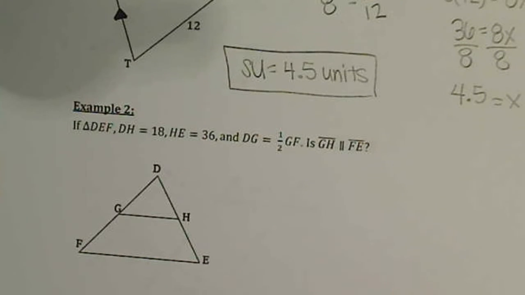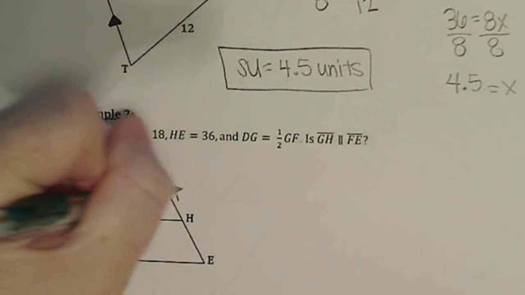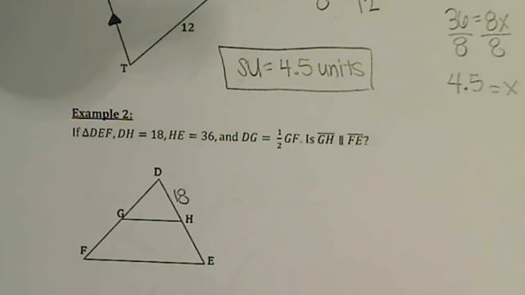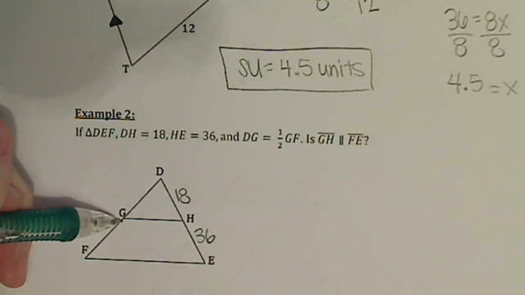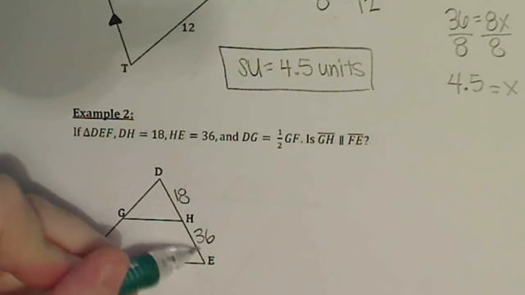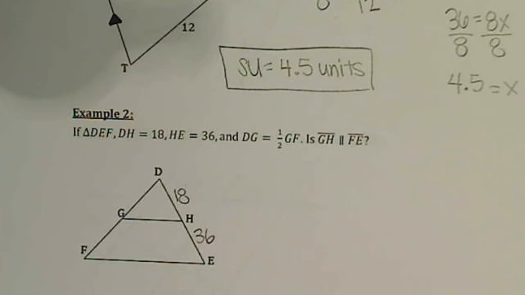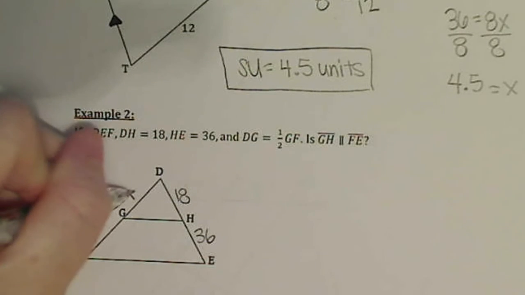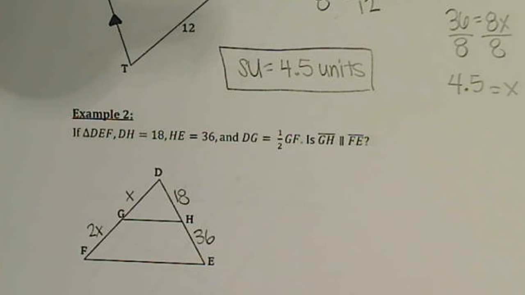Okay, example 2. In triangle DEF, DH is 18, so let's go ahead and label that. HE is 36. DG is 1/2 of GF, which we can see right here. Is GH parallel to FE? So if this is X, this is going to be 2X.